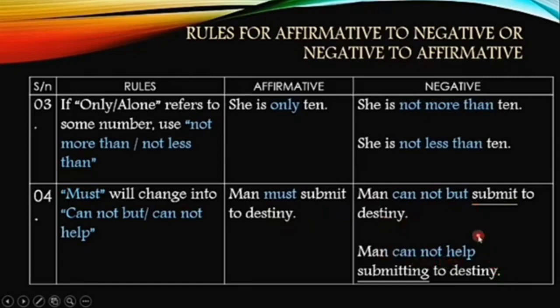Here, you have to notice one thing, that after cannot but, the verb has not changed at all. Submit is used in the same form. But after cannot help, there is an ing with the main verb, submitting to destiny. You should always be very careful whenever you're going to use cannot but or cannot help.